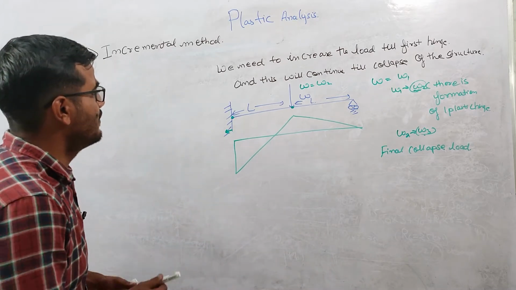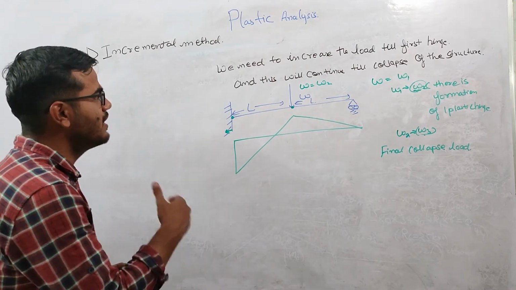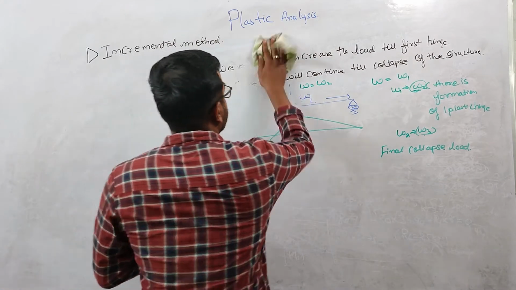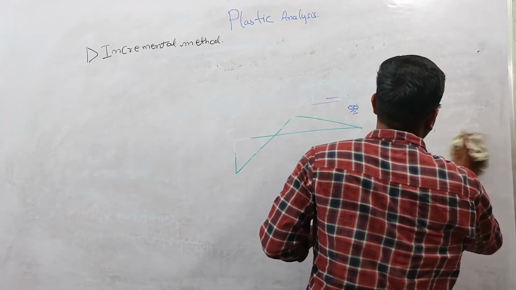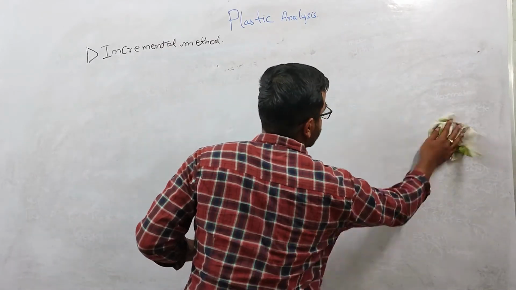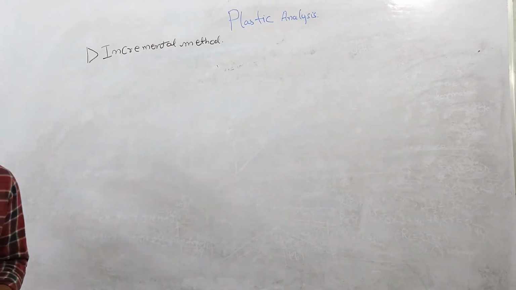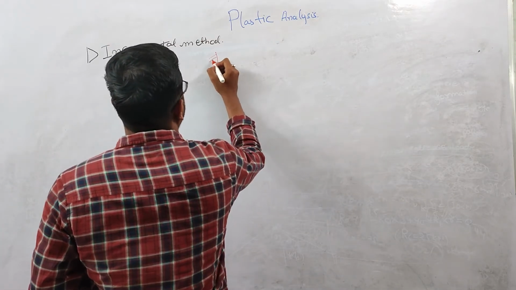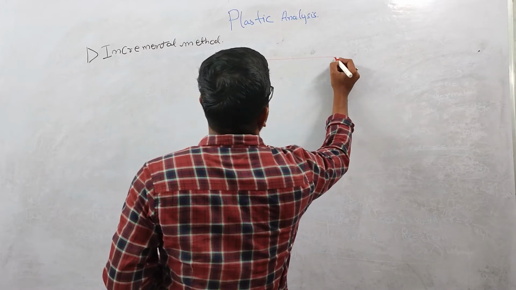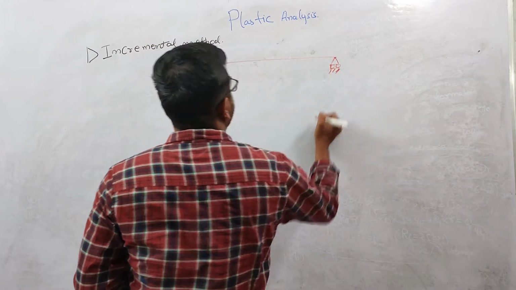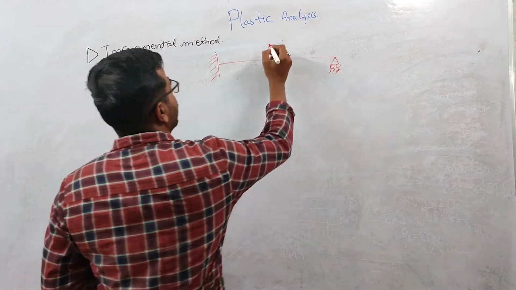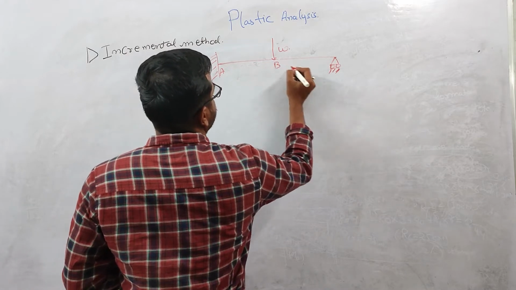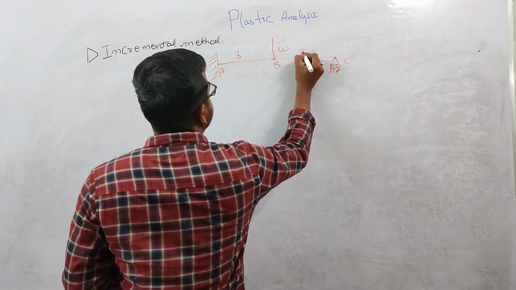Now let us discuss one problem on this incremental method, and things will get more clear. Let us suppose we have one propped cantilever beam. Initially the load W is applied at the center. This is A, this is B, and this is C. This distance is 3 meters, and this distance is 3 meters.